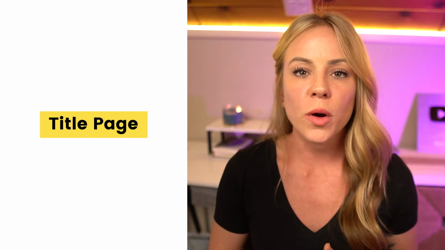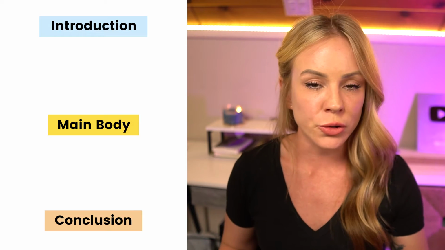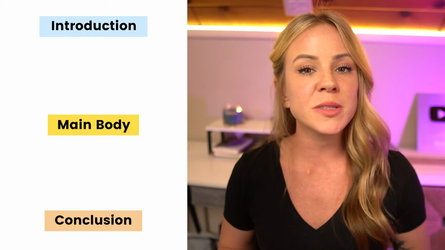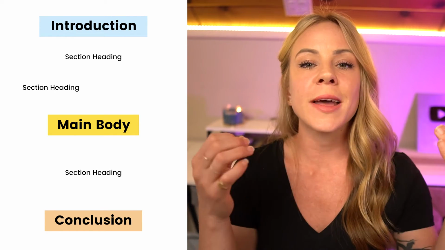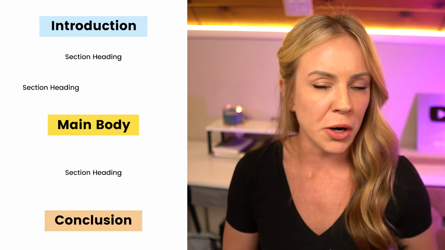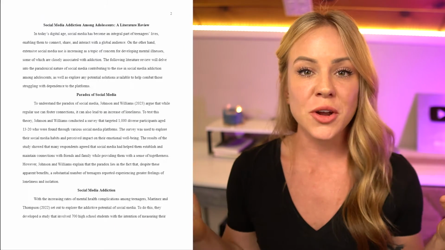For our example, we're going to write a standalone literature review, and so we want to treat this like any other writing assignment, in that we're going to start with a title page. We're going to have a main body that includes an introduction and a conclusion, and then we're probably going to use section headings to signify the distinct different sections throughout our literature review. So here's our finished product.